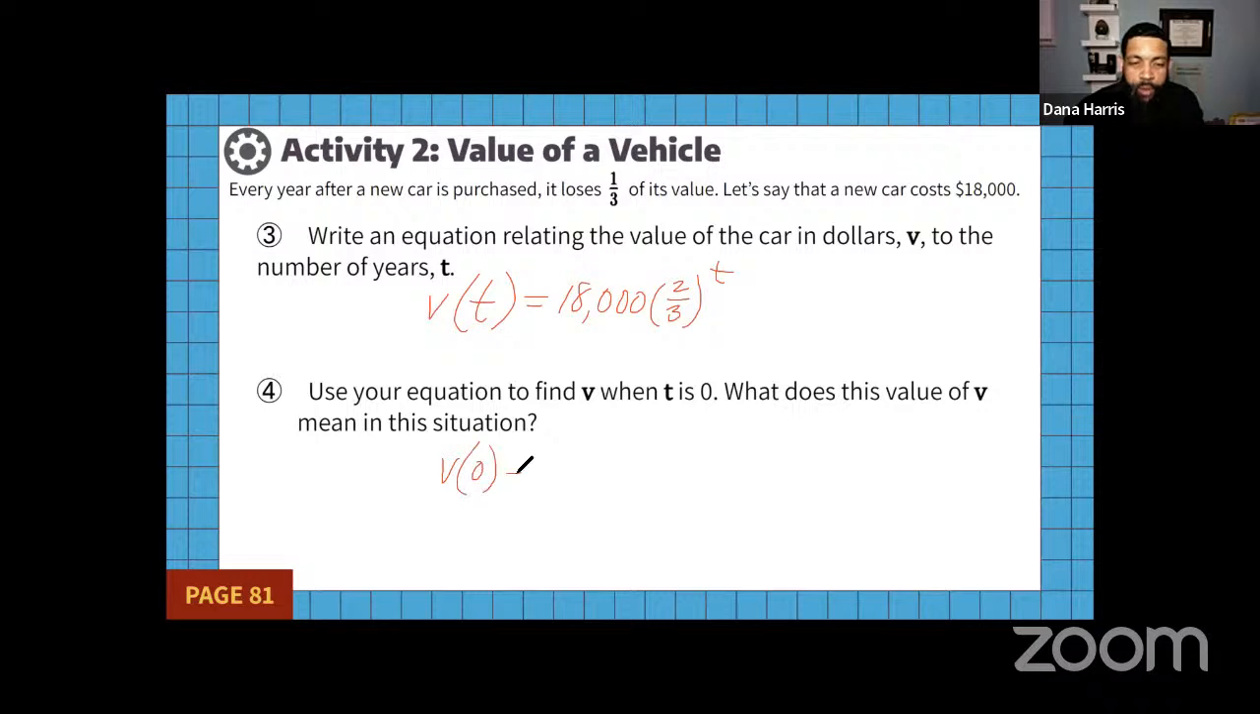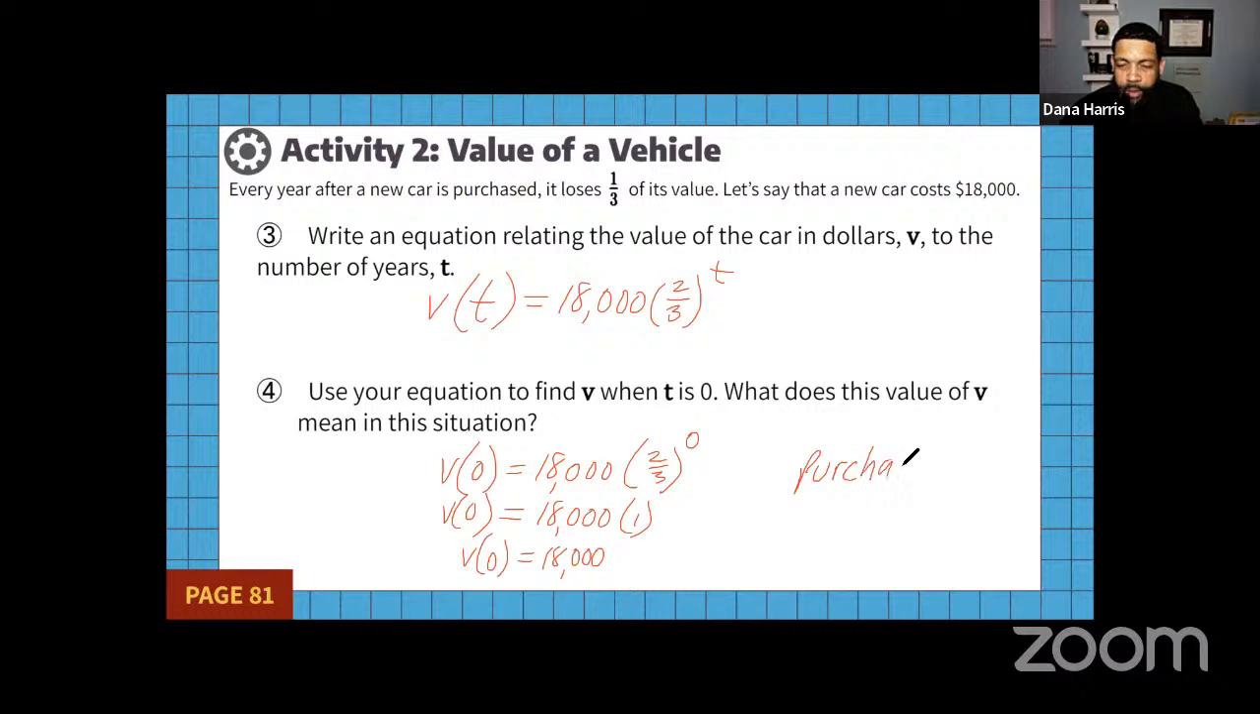So V of 0 is equal to 18,000 times 2/3 to the 0 power. Remember, any number to the 0 power equals 1. So this is basically like saying 18,000 times 1. And so V of 0 is equal to 18,000. So this is basically the purchase price, or the initial value, if you want to say that.